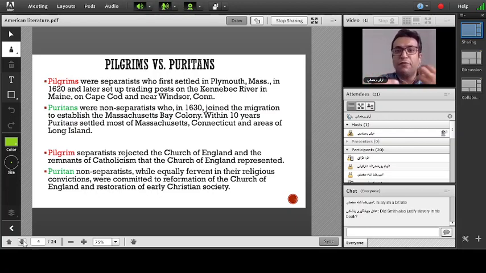But their level of fury, their level of anger differed. Some of them wanted to completely separate themselves from the Church of England and do their own unique kind of worship. But some of them were not separatists. They said they were reformists. They believed that they could do some kind of reform in the Church of England so that the Church of England finally comes back to its senses. These are the two groups of people who migrated to America. So the Pilgrims were the separatists.